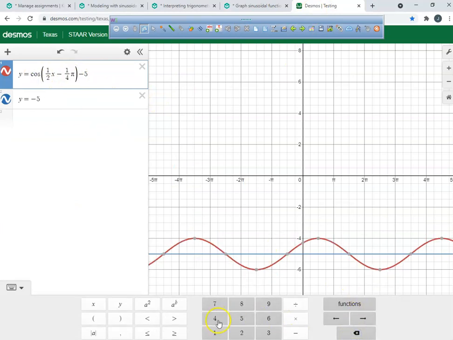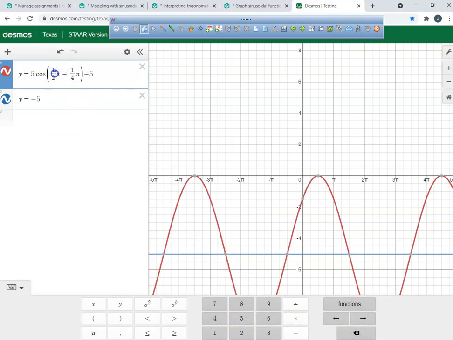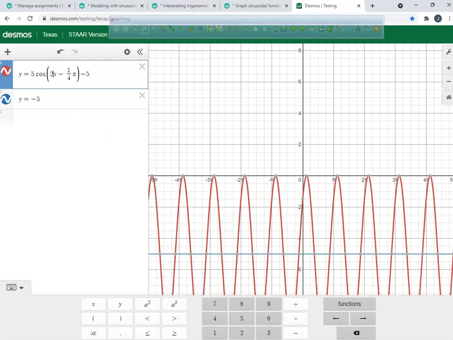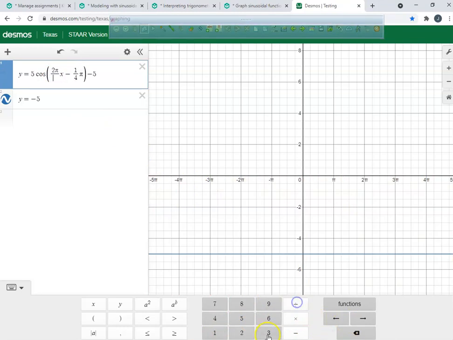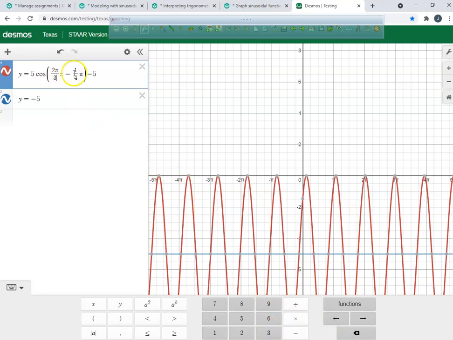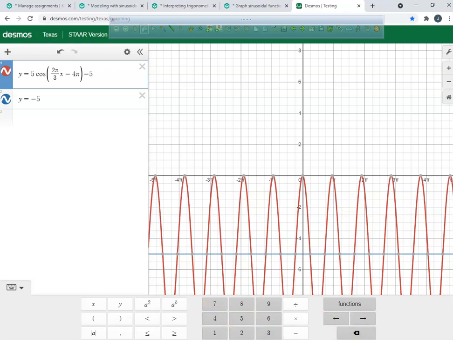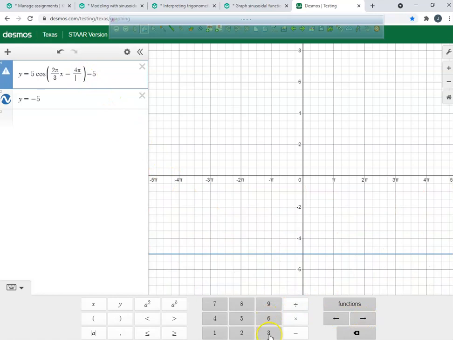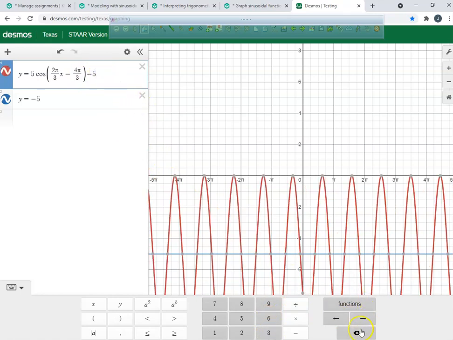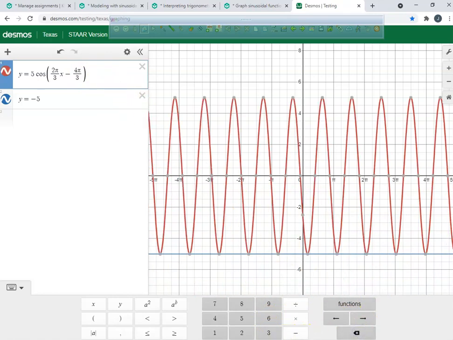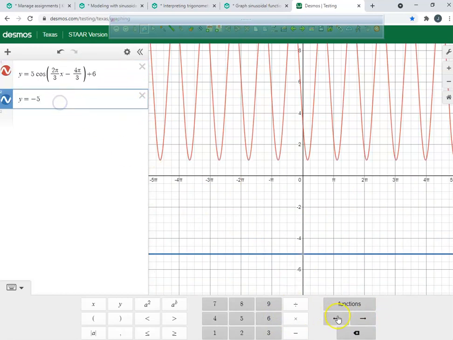All right. Ours was what? It was a 5, I believe. And what was our B value? Was it 2 pi over 3? 2 pi divided by 3. All right. And then this was it 3 pi? 4 pi over 3? Okay, 4 pi, I'll put divided by 3. And then that was a plus 6, I believe. Plus 6. And then our midline was also at a 6.